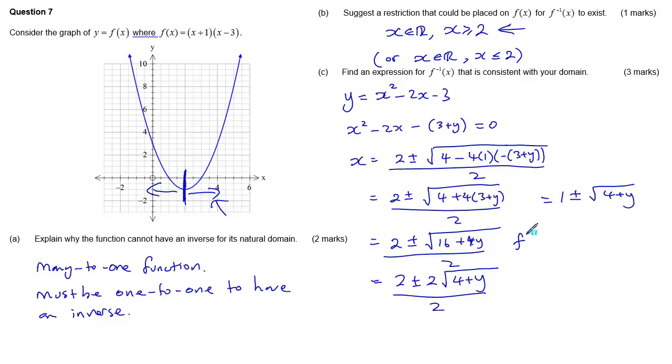So your inverse function is going to be 1 plus root 4 plus x if the x is greater than or equal to 2 chosen. If you chose the other one, then you need to take the minus version of this.